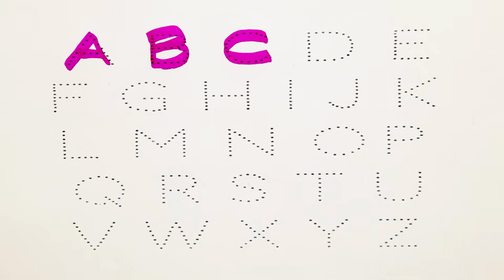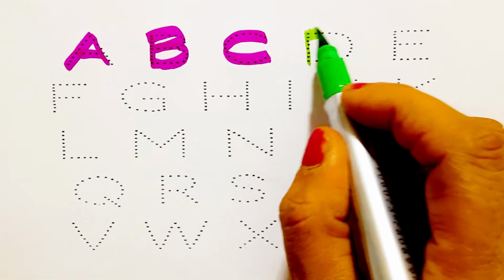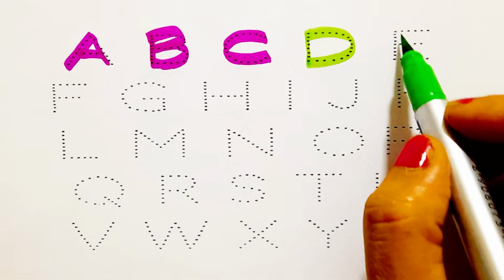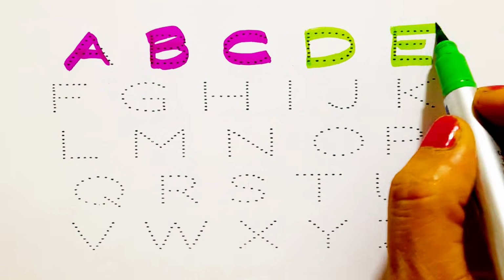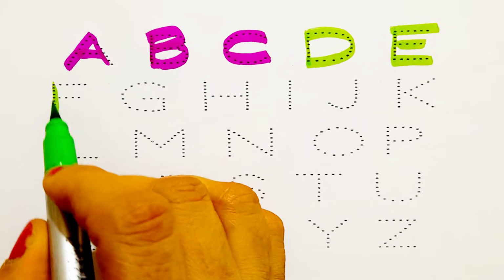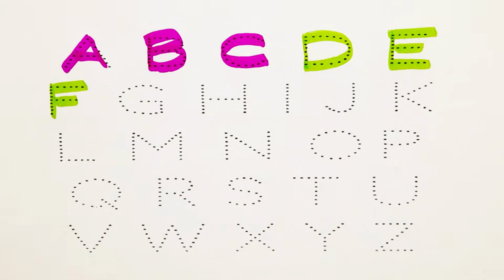Now green color. D for dog, E for elephant, F for fish.